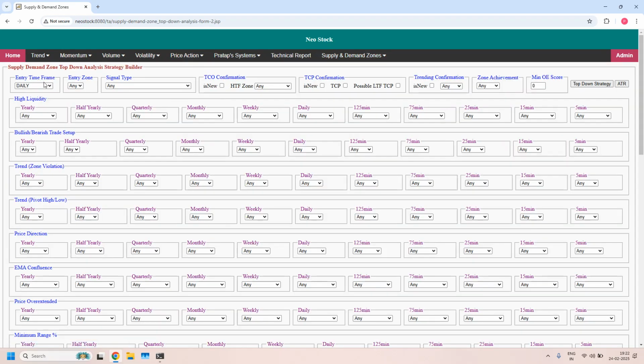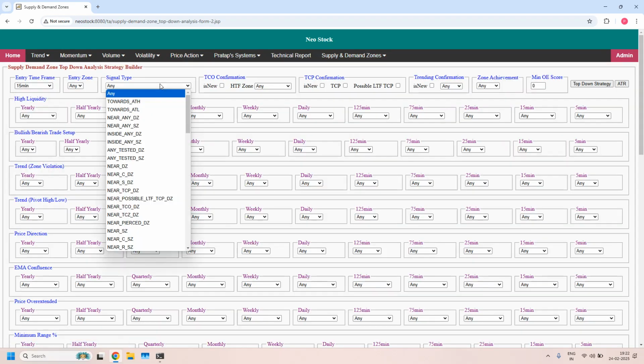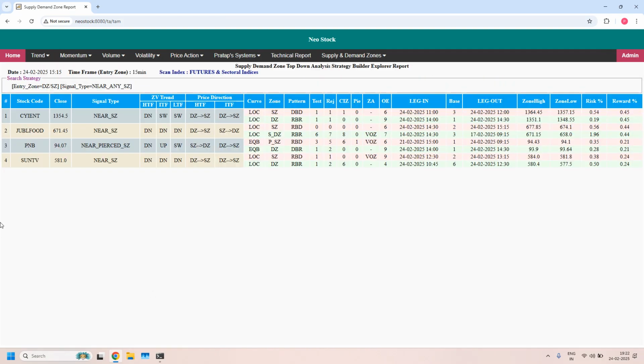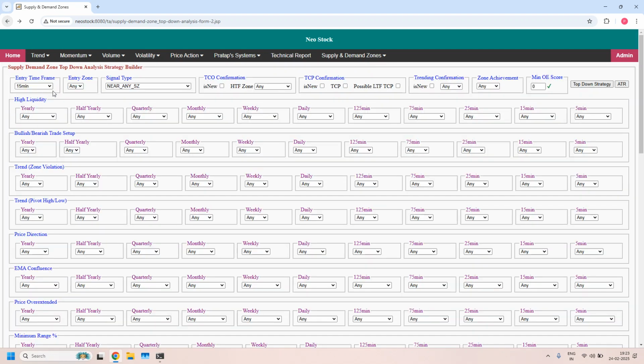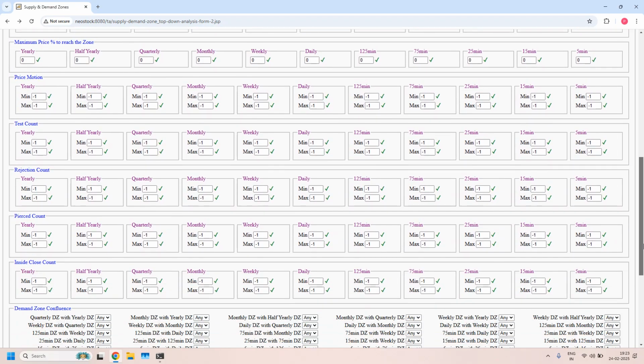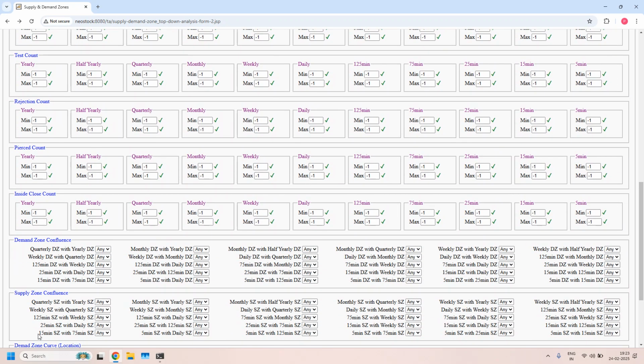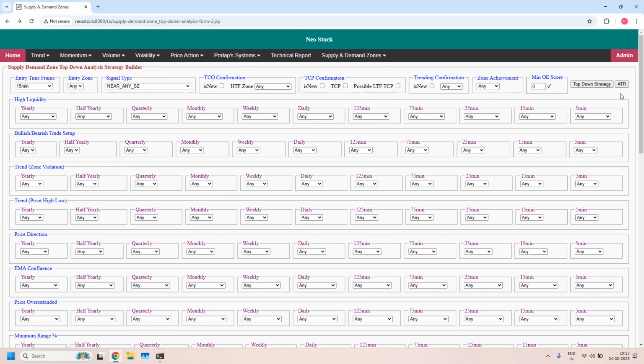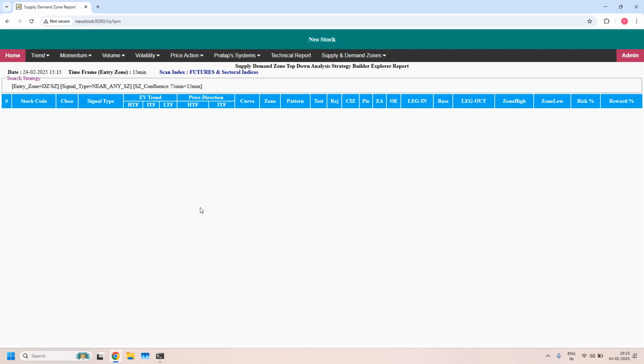Okay, next 15 minutes time frame. Stocks near 15 minutes supply zone, 4 stocks are filtered. Out of these 4, how many supply zones are having ITF confluence? Let us verify. In the supply zone confluence, I am setting the filter: 15 minute supply zone having 75 minute supply zone confluence. With this filter, we don't have any zone confluence supported stocks.